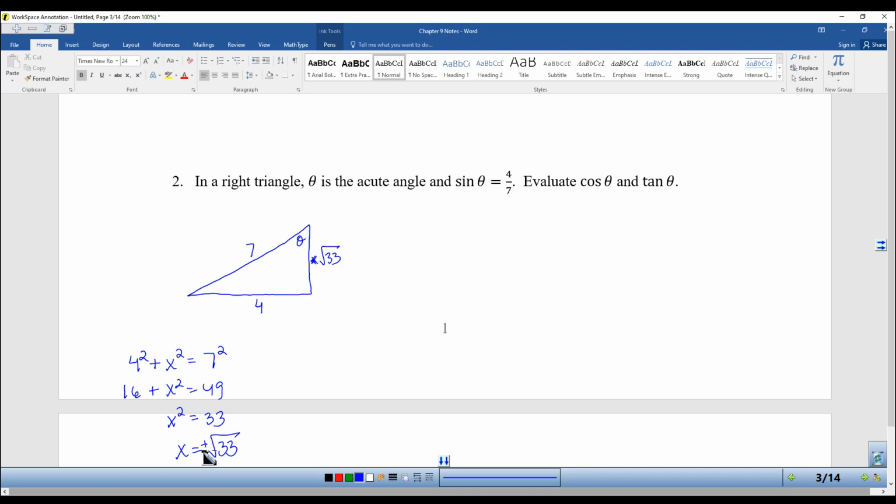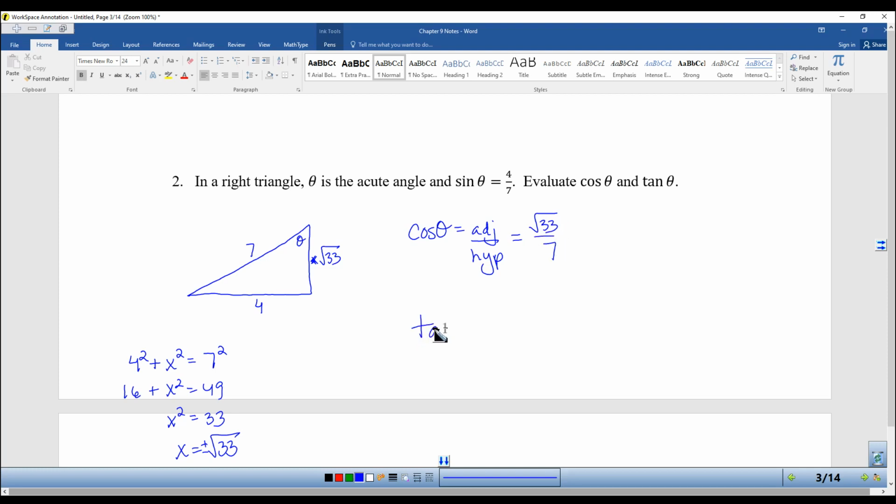It is technically plus or minus, but in this case, it's telling us the length of a side, so it's only going to be the plus. So not a Pythagorean triple, only ones that come out perfectly. So now they want us to evaluate cosine. Cosine is adjacent over hypotenuse. So I still don't know what this angle is, but I know the ratio of the adjacent side to the hypotenuse is going to be the square root of 33 over 7.